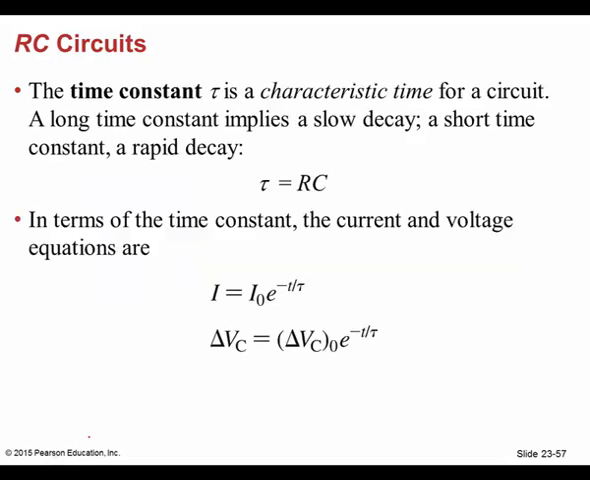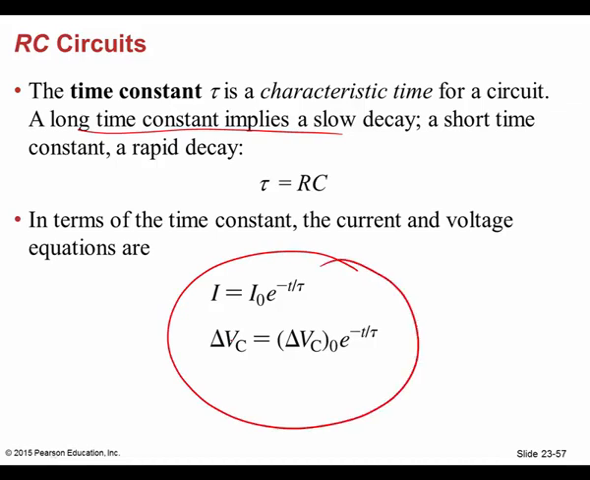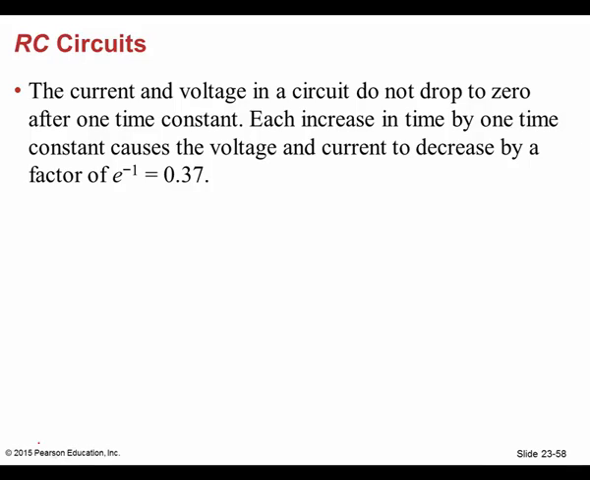So we can take the RC and combine them together and use a little Greek letter tau and call this what we call a time constant, okay? So in terms of the time constant, the current and voltage will be what? This is how you would write it if you use the Greek letter tau, okay? All right, now what about for a charging capacitor?